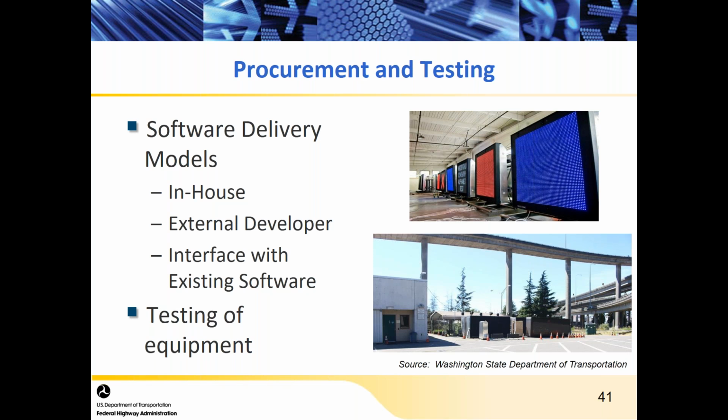Procurement and testing can be very complicated or tricky associated with the technology that's being deployed. There's the software delivery model that needs to be considered, and then there's also the testing of the equipment. The photographs here in this slide are ones from Seattle, where the signs that are used were tested in the field to determine whether or not they were working appropriately and delivered the messages that were necessary. And they just had a testing facility where they ran the signs through their paces to make sure they would accomplish what they needed to do.